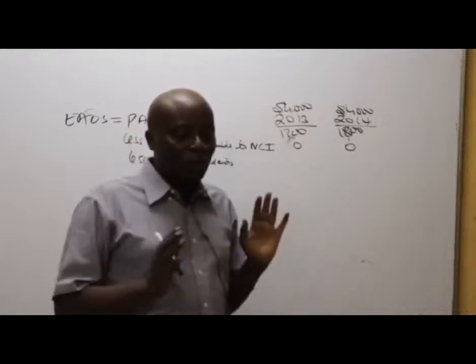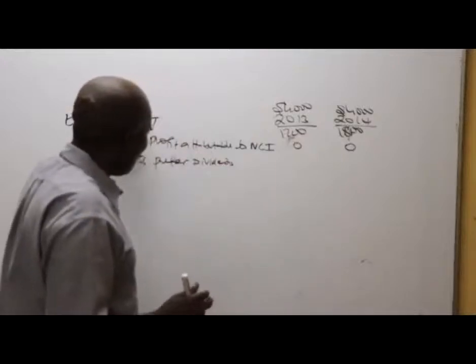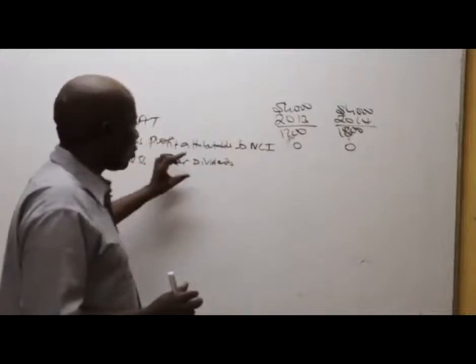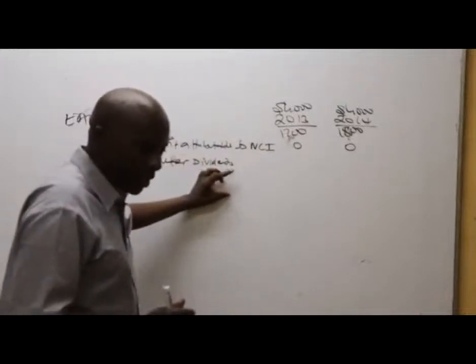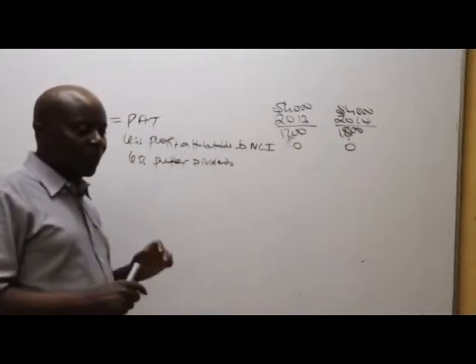Wache kai nje huko. Well, so long as we pick the reportable profit, you less profit attributable to NCI, and then you less preference what are the dividends. Are we together up to there?